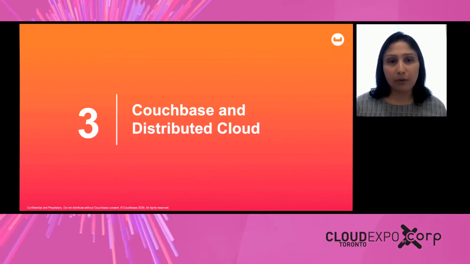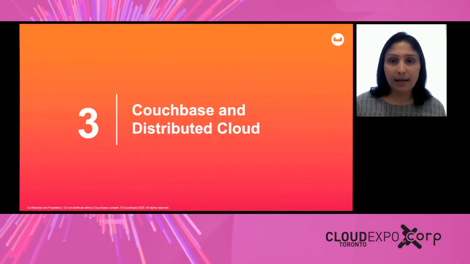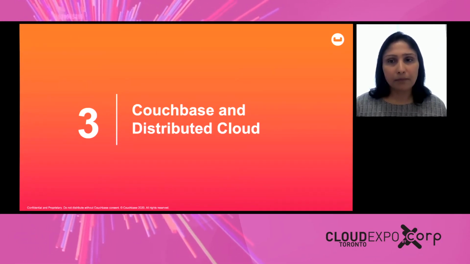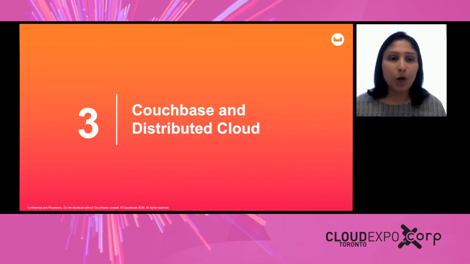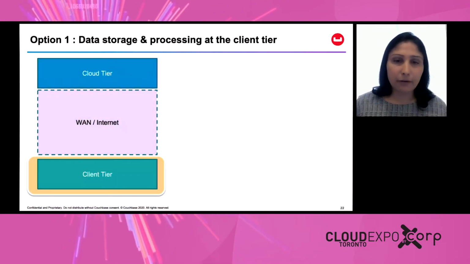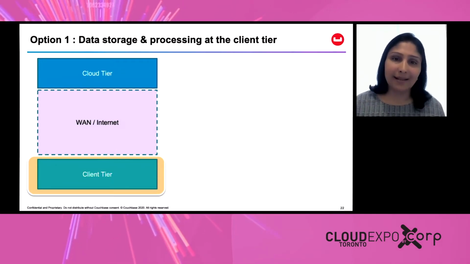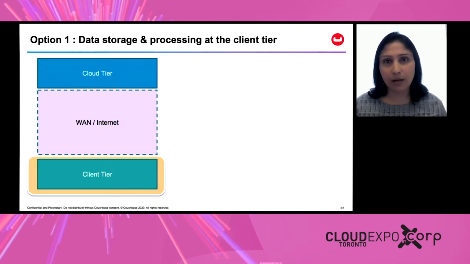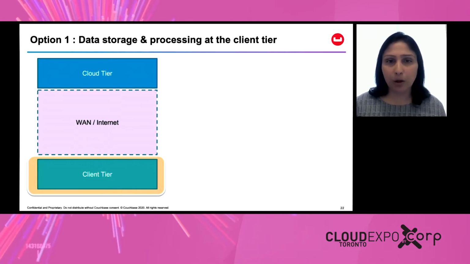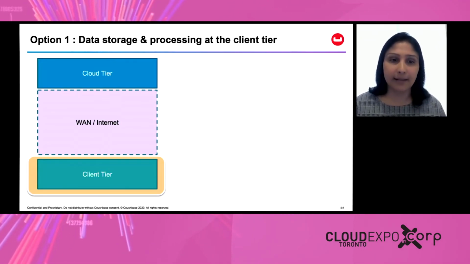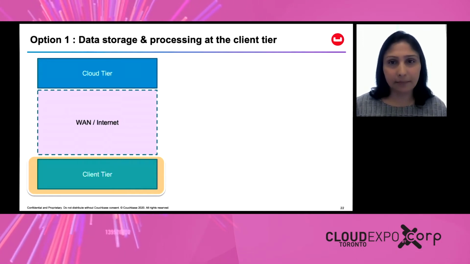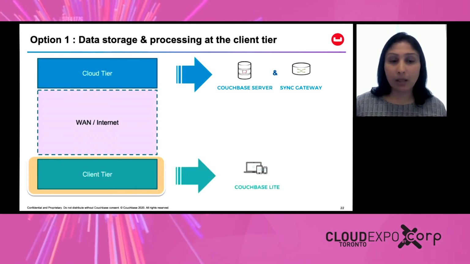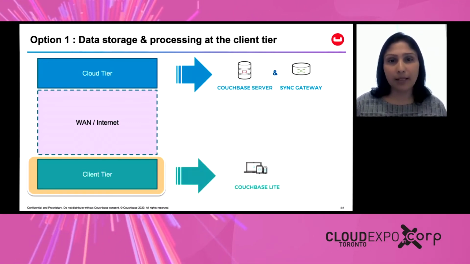Now, that was a very quick overview of the Couchbase stack. Now, with that context, let's look at how Couchbase aligns with the distributed cloud architecture. So if you think about the distributed cloud architecture, you can normalize that into three models. In the first model, the data processing happens at the device or the client side. Now, examples of this model would be field applications where you've got clients out in oil rigs, construction sites, etc., where there's poor or no network connectivity, but clients still need access to the data. So this is how Couchbase aligns. On the cloud tier, you've got Couchbase Server and Sync Gateway. And on the client tier, you've got Couchbase Lite, which is embedded within your client applications.